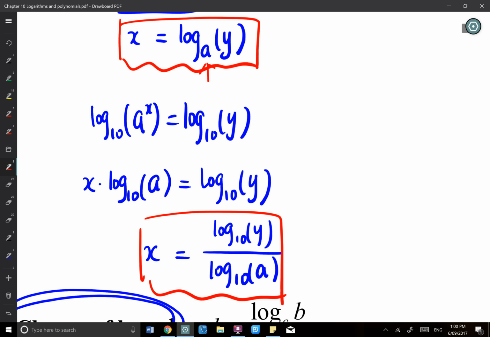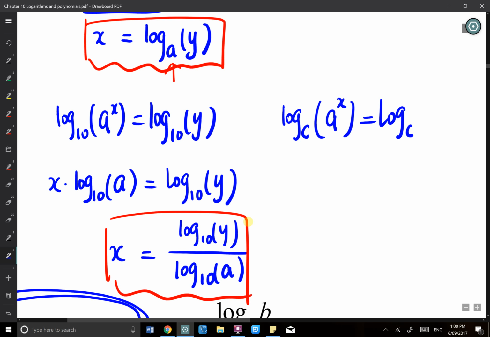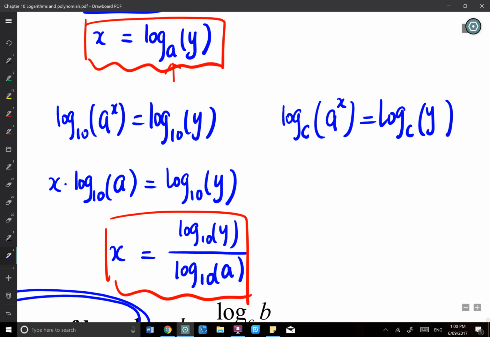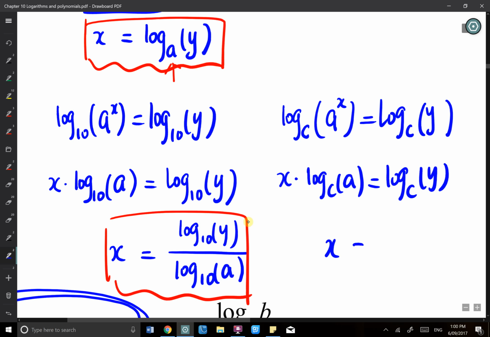So instead of log 10 of both sides, I can take log base c of both sides. Any number, any constant which is positive and not equal to 1. I can log base c any number. 1 is not fine, 2 is fine, half is fine. So x times log c a equals log c y. So x equals log c y divided by log c a.